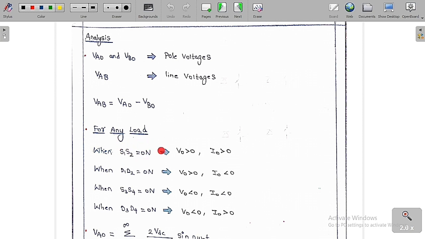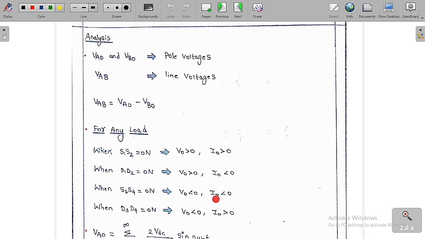For any load, when the two switches S1 and S2 are on, with the help of the circuit diagram we can say the output voltage is greater than 0 and the output current is also greater than 0. This is the nature when S1 and S2 are on. Suppose D1 and D2 are on, what is going to happen? Then the output voltage is again positive, whereas the output current is negative.